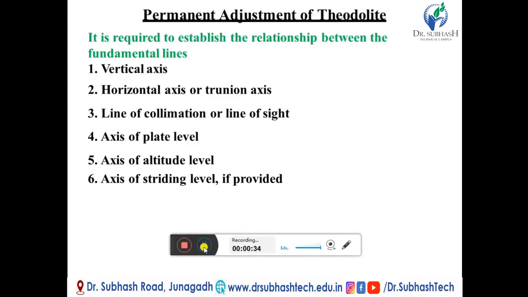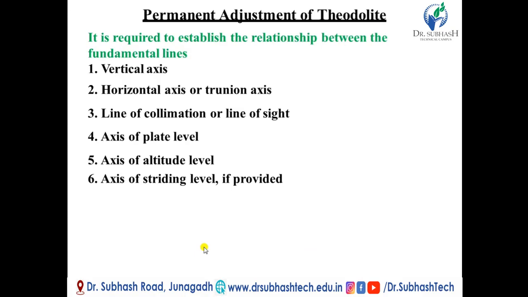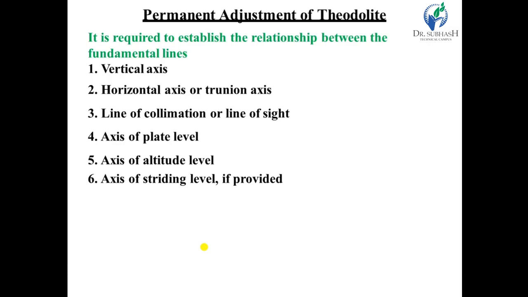In the previous session, we discussed the temporary adjustment of the theodolite. In that session, we discussed the permanent adjustment of the theodolite. Why is it required? Because we have to establish the relationship between the fundamental lines. We know that the vertical axis is truly perpendicular to the horizontal axis, so we have to adjust those axes with respect to each other. Then our instrument gives great accuracy and the work is done properly.